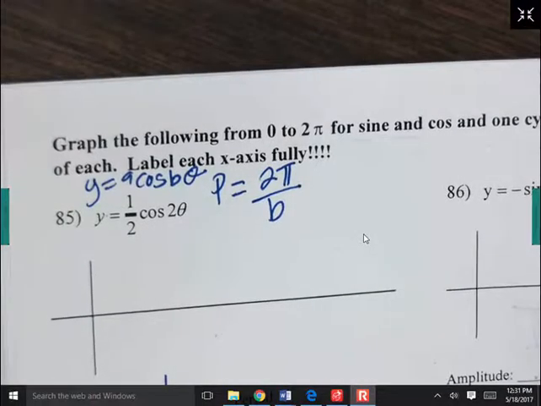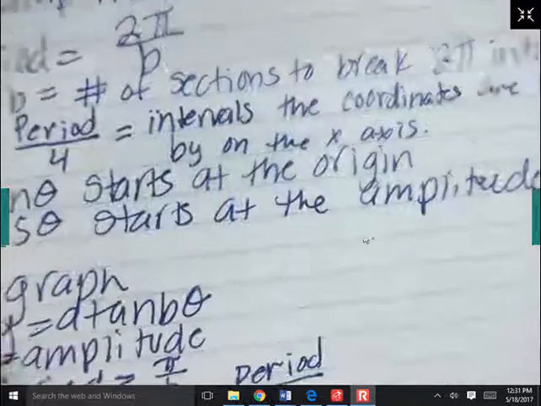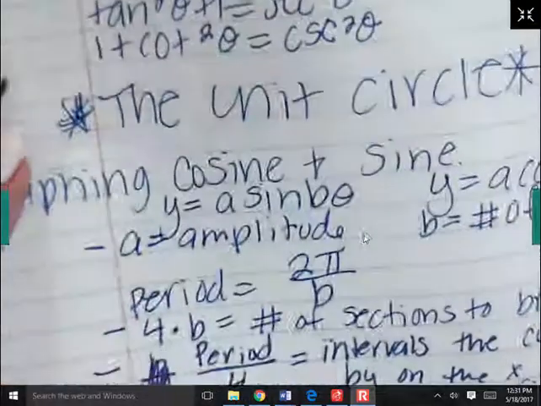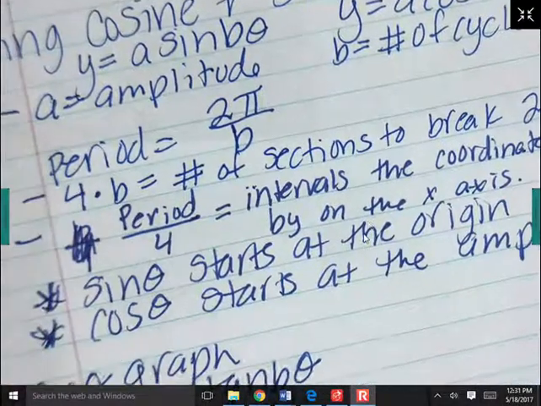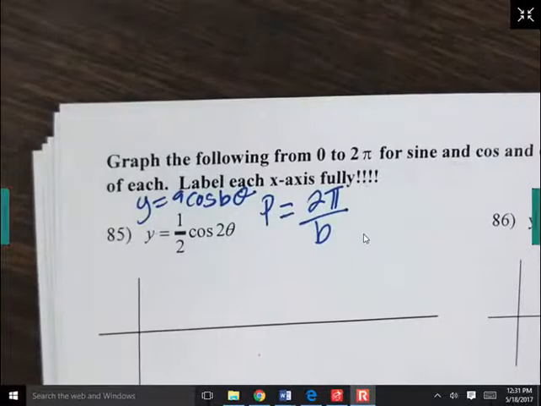The numbers tell you is just kind of like a little summary. So right here, for example, this is a summary of how to graph sine and cosine functions, and it gives you some notes to help you out. So I would use that as a study tool as you're working.